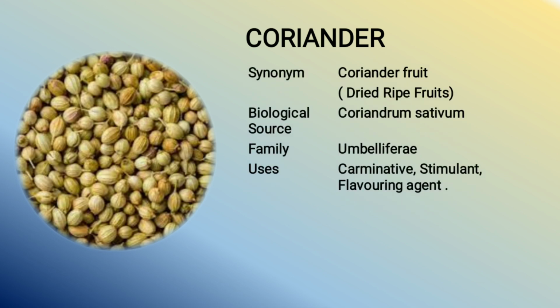Moving to the next drug. So yes students, what is this? This is the image of coriander, right? In Hindi it is called dhania, and its synonym is coriander fruit. Then biological source, it consists of fully dried ripe fruits of the plant known as Coriandrum sativum Linn, belonging to family Umbelliferae, and it is used as carminative, stimulant and flavoring agent.